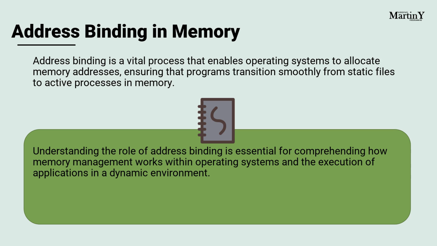When a program is ready to run, it first exists as a file on a disk, typically in a binary format. The journey of this program from a static file on a disk to a dynamic process in memory involves a crucial step known as address binding. Address binding refers to the process of assigning memory addresses to the program's instructions and data, allowing the operating system to manage the memory effectively while the program is executed. Understanding how address binding works is fundamental to grasping how operating systems utilize memory and manage processes.